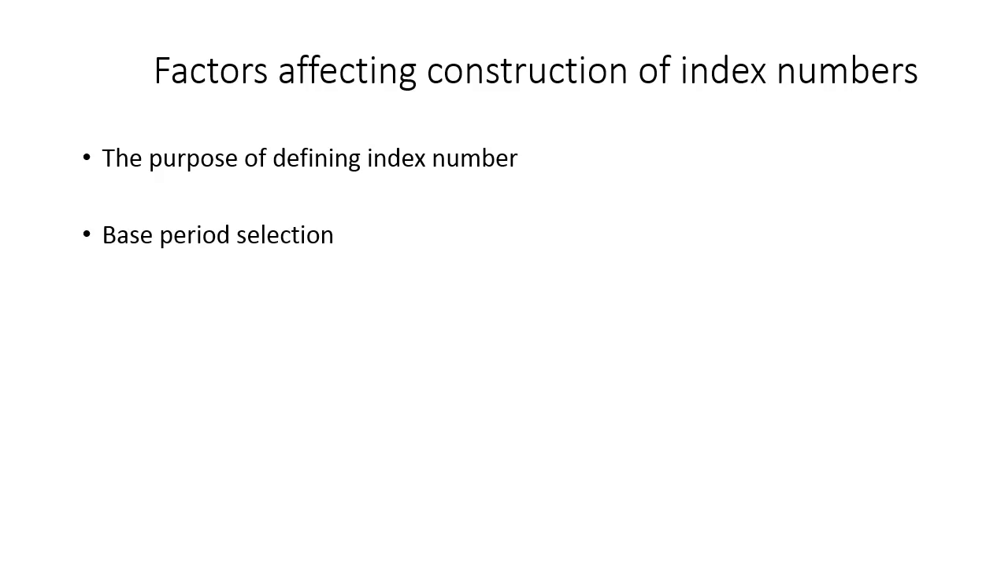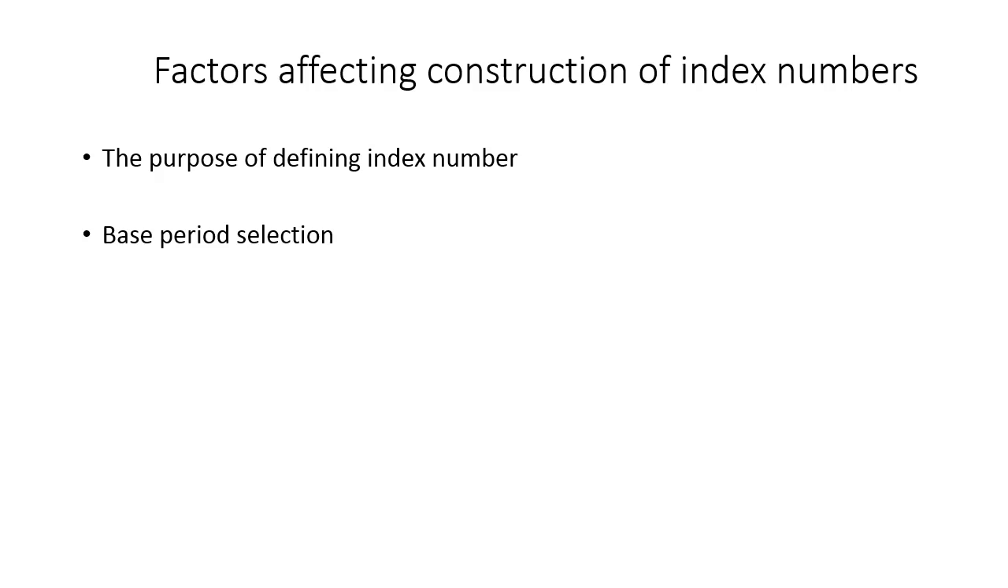Then the base period selection. Like when we are defining an index number, we find out the relative change in a variable in a particular time with respect to some earlier time. Let's say for example, if I want to construct a price index number in 2020 in comparison with 2015, then 2020 becomes the current period and 2015 becomes the base period.